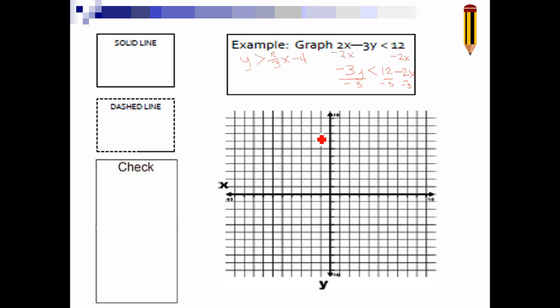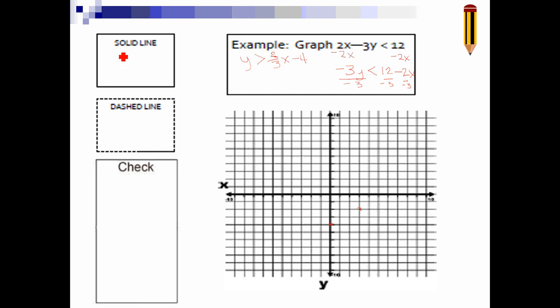So if I want to make a picture of this graph, I'm going to plot some points here. Now remember the negative 4 represents my y-intercept. So I'm going to go down to negative 4 here and place a dot. And then from there I count my slope, up 2 over 3. Okay, up 2, over 3. And now that I have those two dots plotted, I need to determine whether I'm going to make a solid line or a dashed line through these two dots.